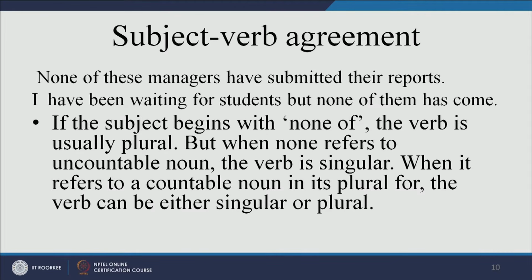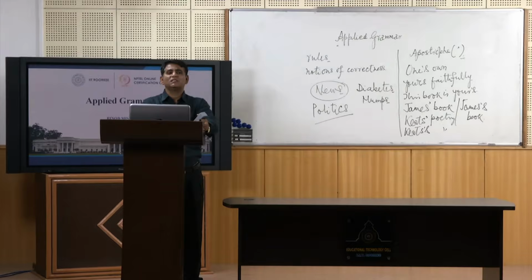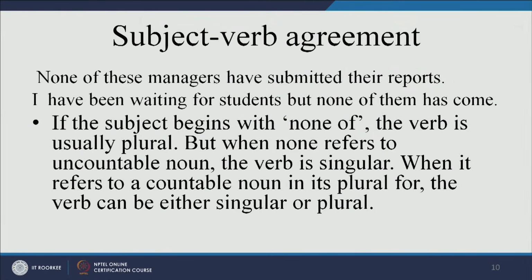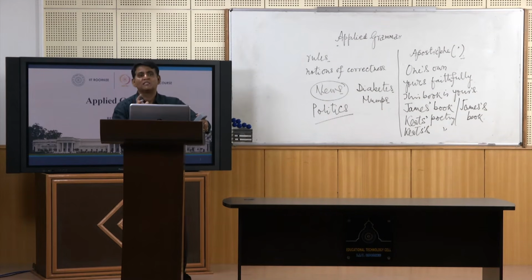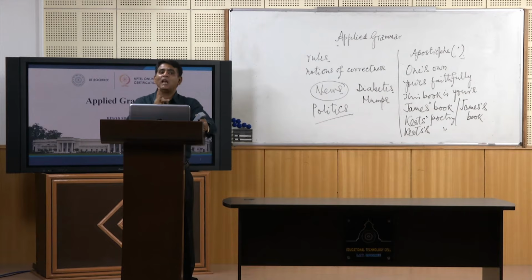Now take this word none of. When your subject starts with none of, the verb will always be plural, because after none of you have managers, which is plural. But sometimes when you are trying to point out one only, for example, I have been waiting for students but none of them has come. Here there is a change in meaning. None of them has come means not even one of them has come. So you have to be very particular about these.